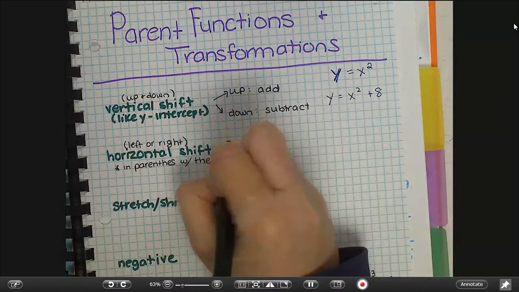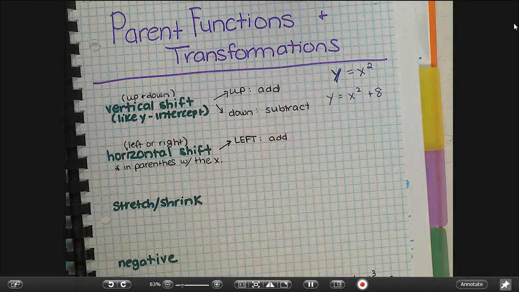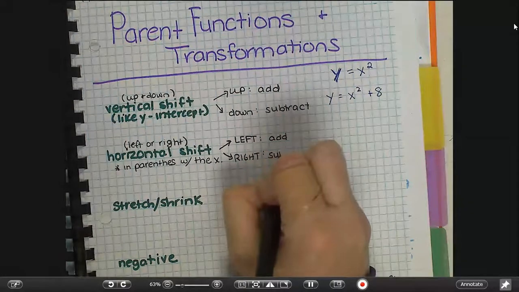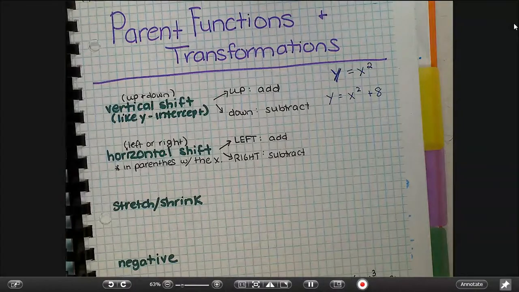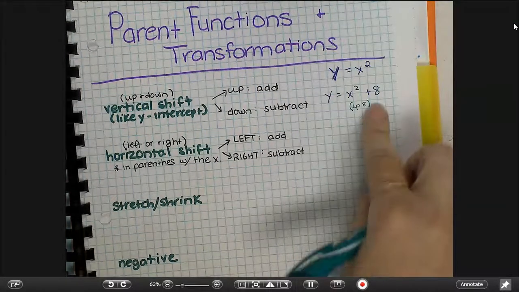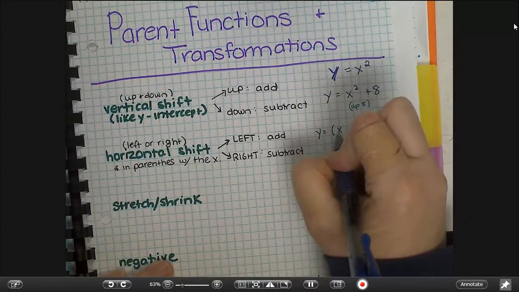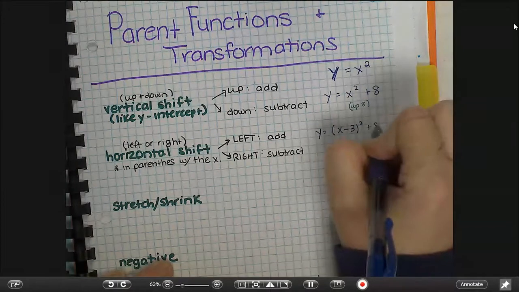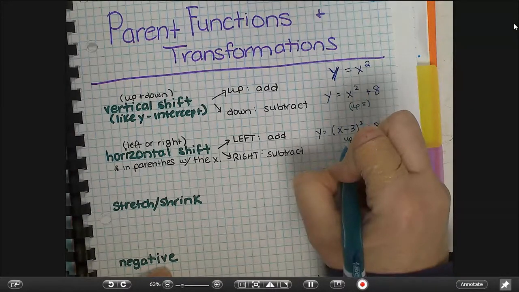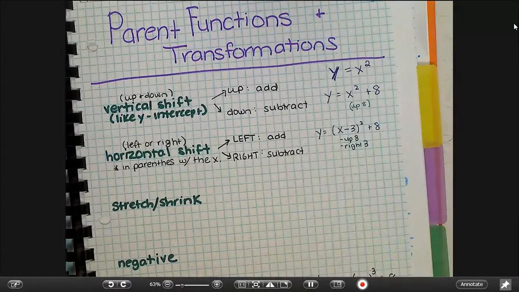But this is the weird part. If you want to move it left or backwards, you add. It's the opposite of what you would think. If you wanted to move it to the right, that's when you subtract. Okay? So this would go up 8, right? That's what this one would do. If we have y equals, and now we have (x minus 3) squared plus 8, now we're also moving it up 8 and to the right 3. Okay, so that's how that works.